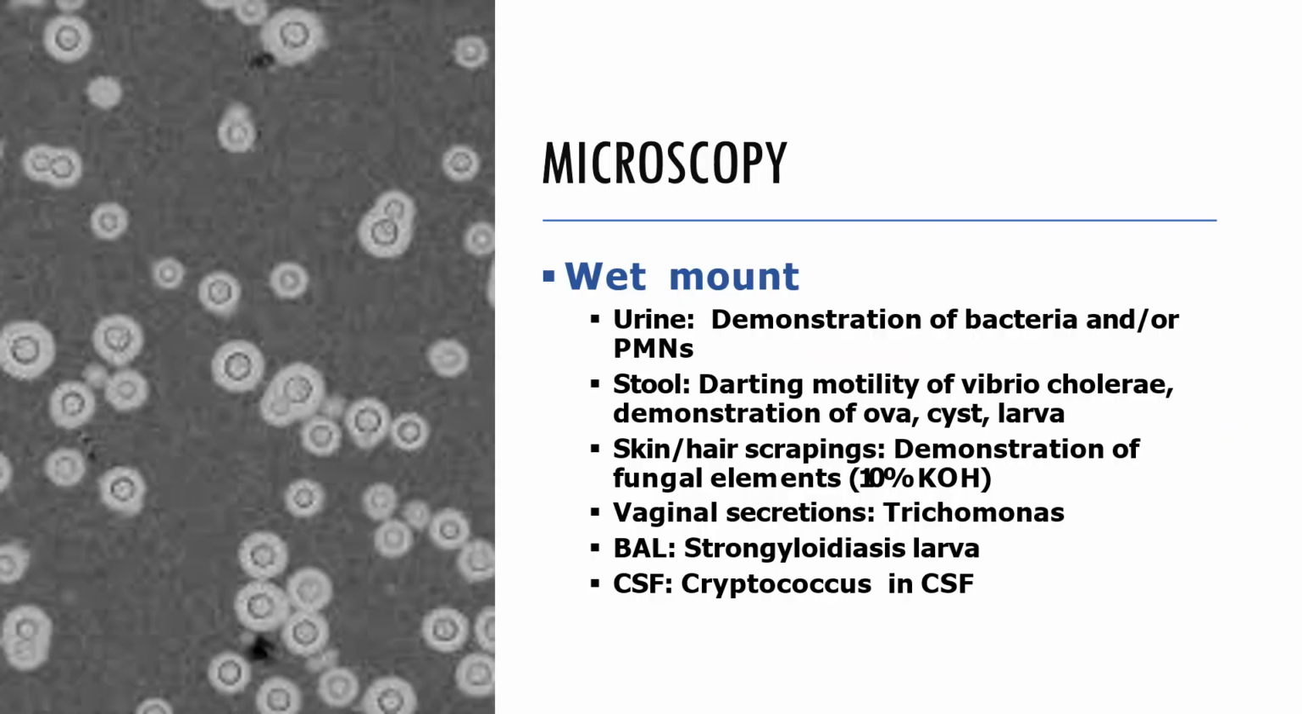In wet mount, in the urine sample, we see the demonstration of bacteria and neutrophils. In stool, we see darting motility for Vibrio and demonstration of parasites, ova, cysts, and larvae. Skin or hair scrapings are treated with 10% KOH and observed for fungal elements. In vaginal secretions we look for Trichomonas. In sputum we look for Strongyloides larvae. And in CSF we look for Cryptococcus. That is microscopy, a very rapid, immediate test that can be used for diagnosis of infections.